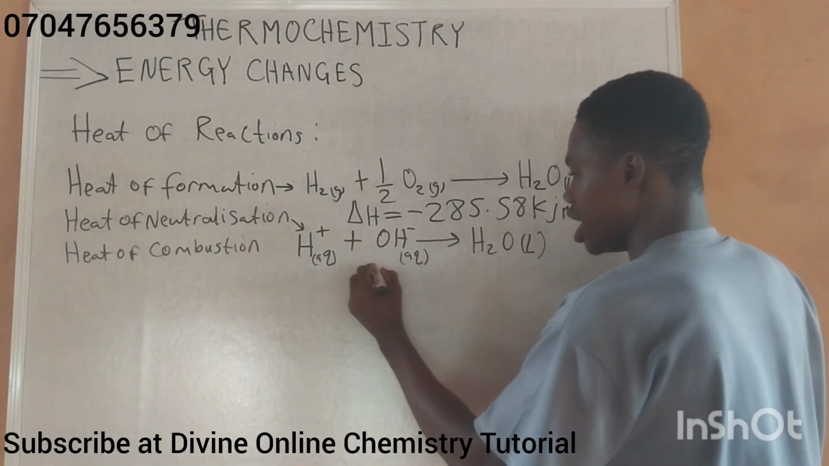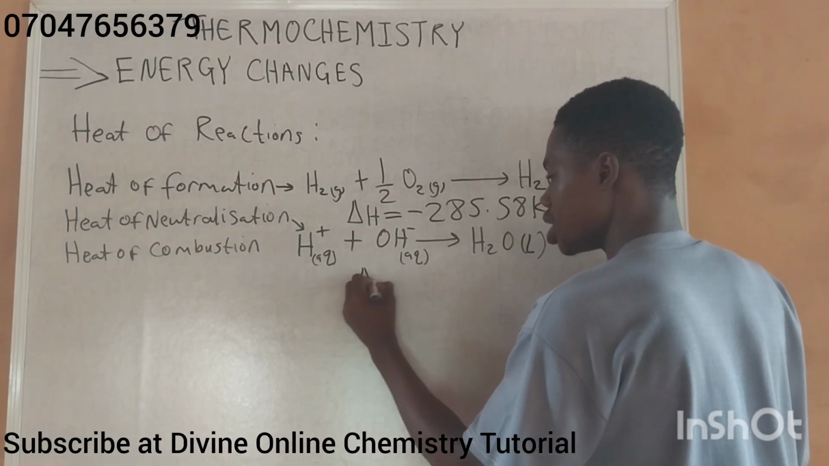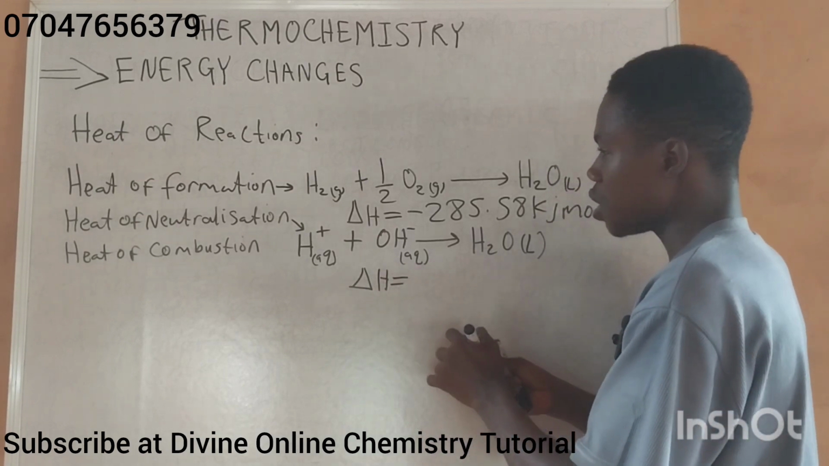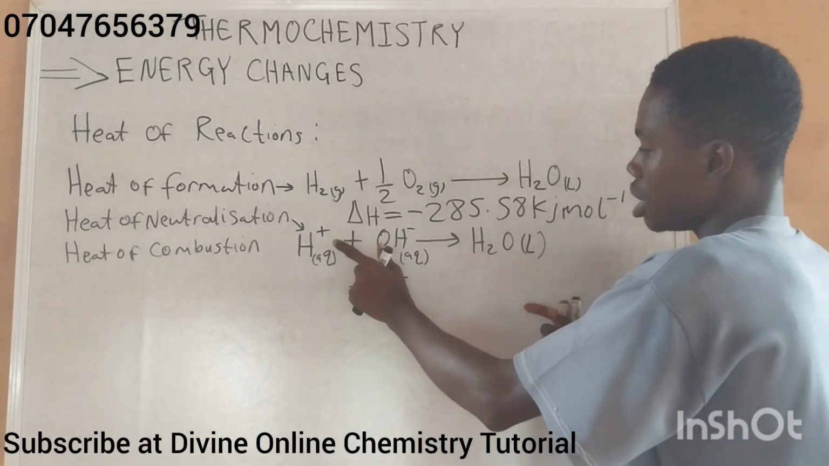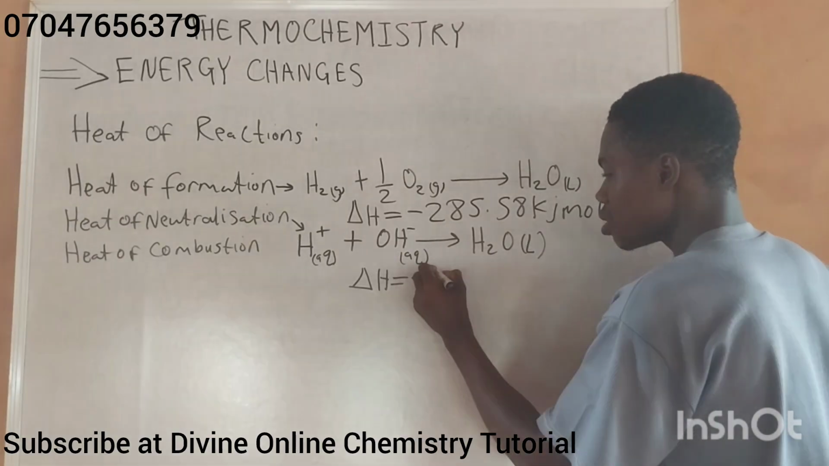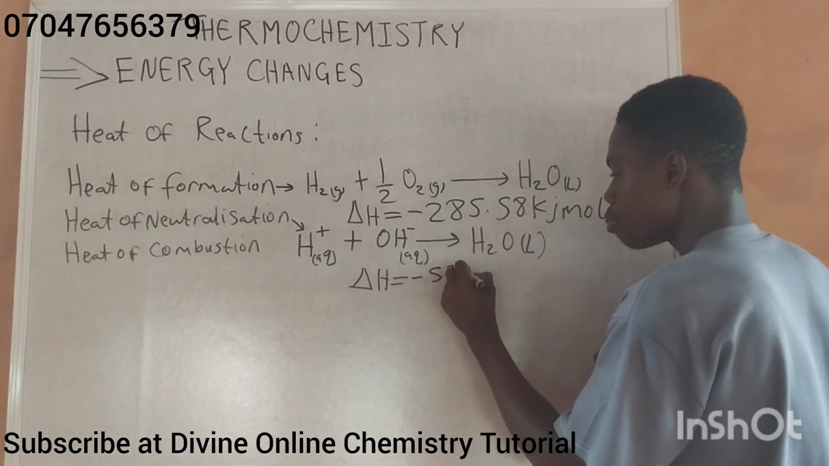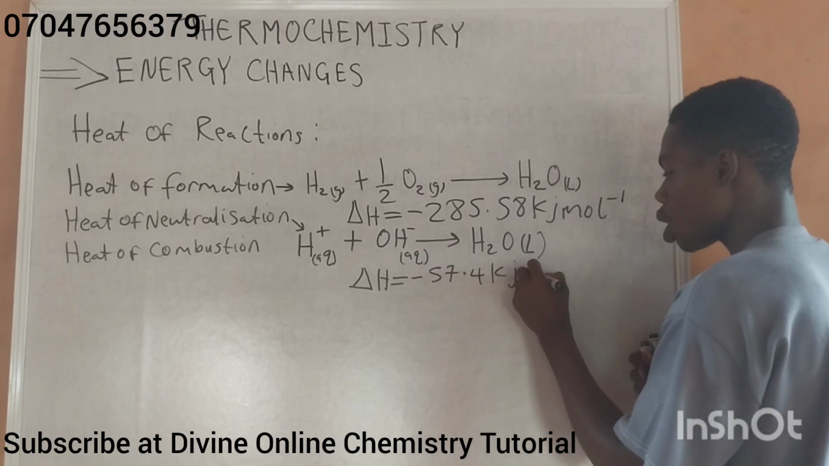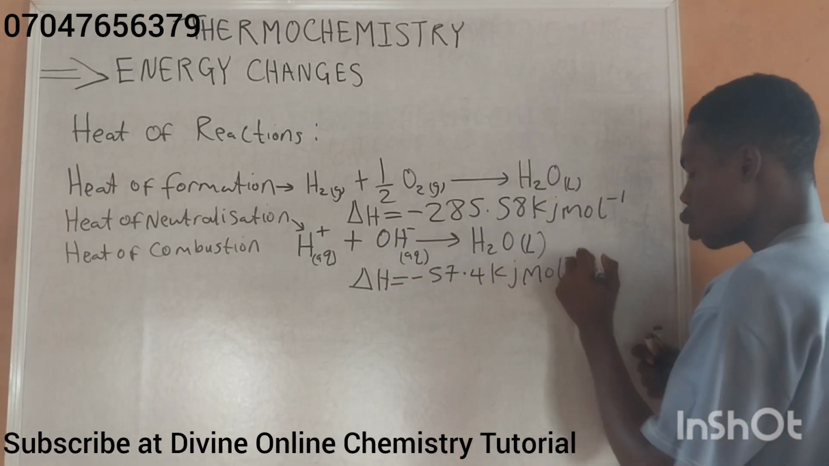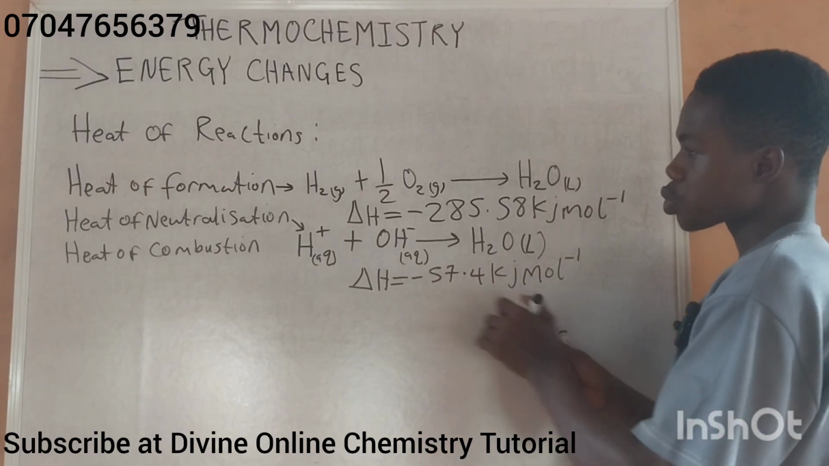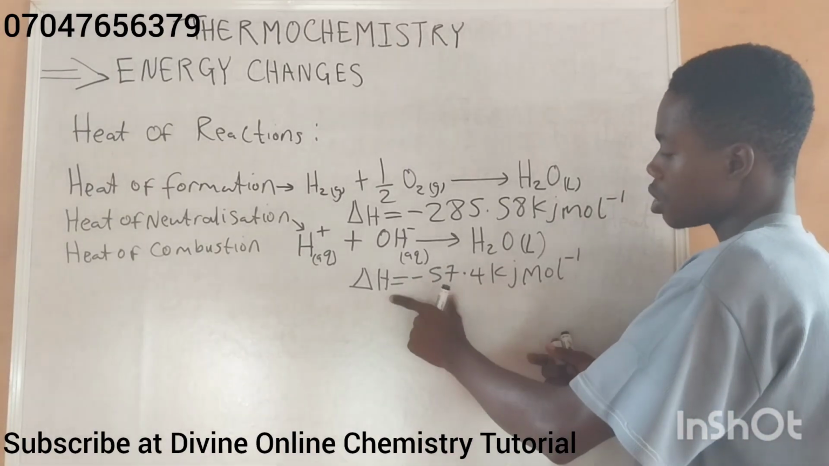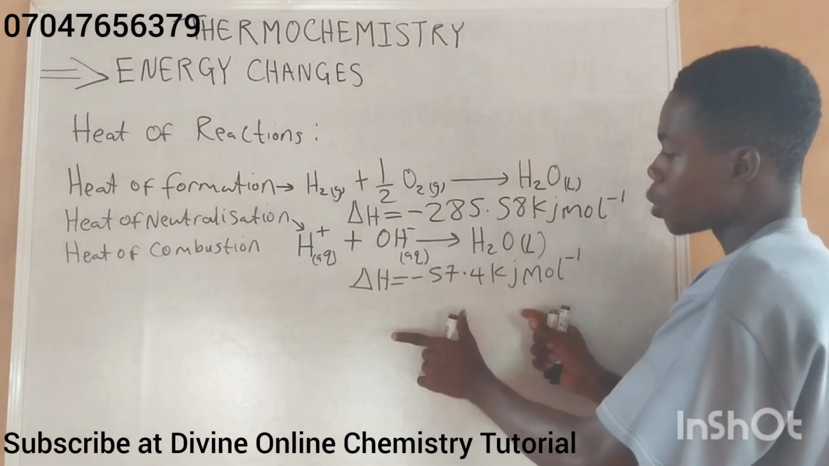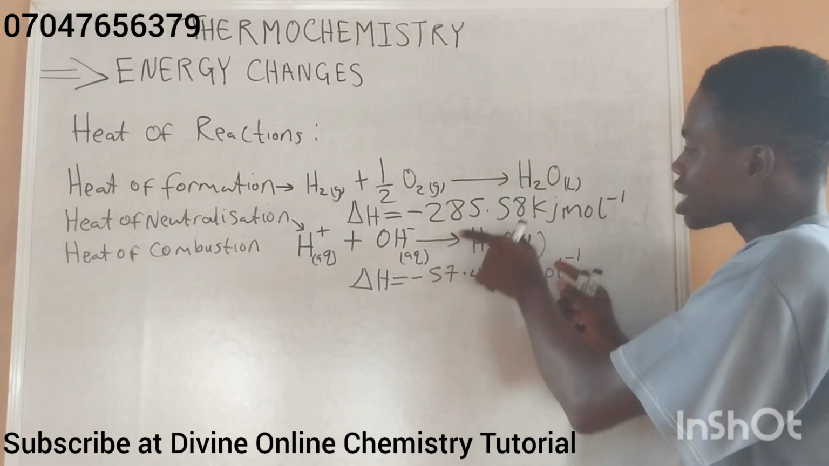Please take note that the value for delta H for heat of neutralization is minus 57.4 kilojoule per mole. So this happens to be the value for the standard enthalpy of heat of neutralization. Please take note of this value.